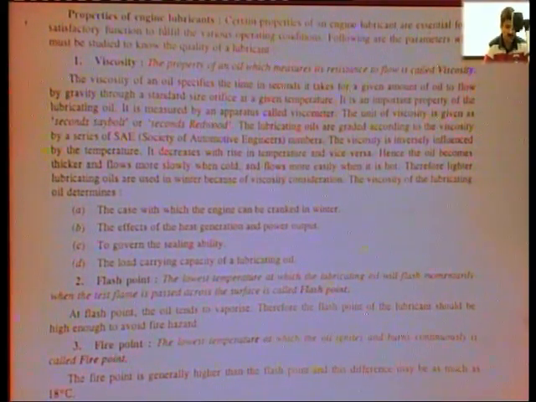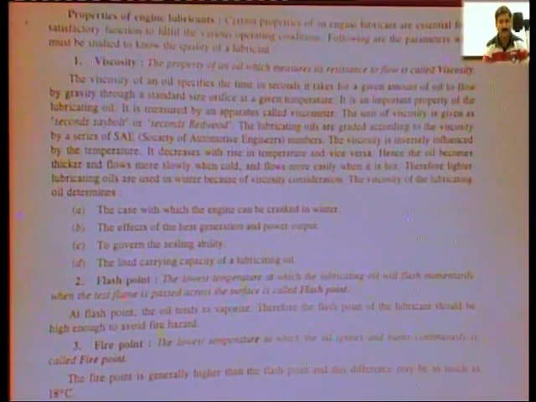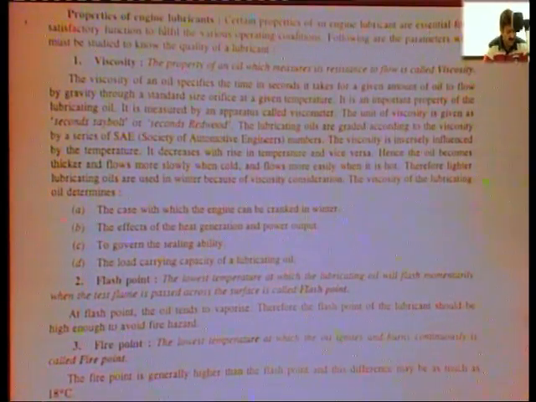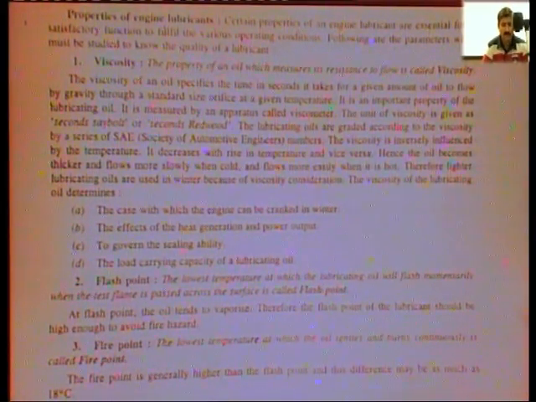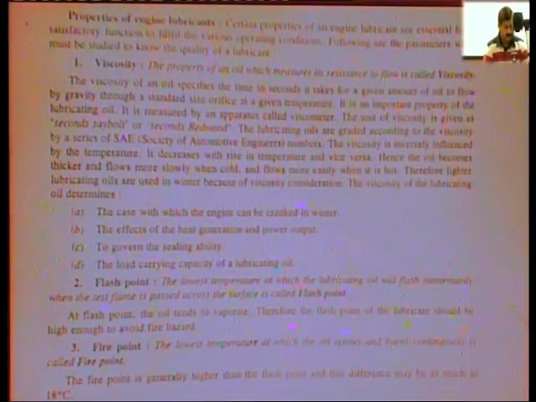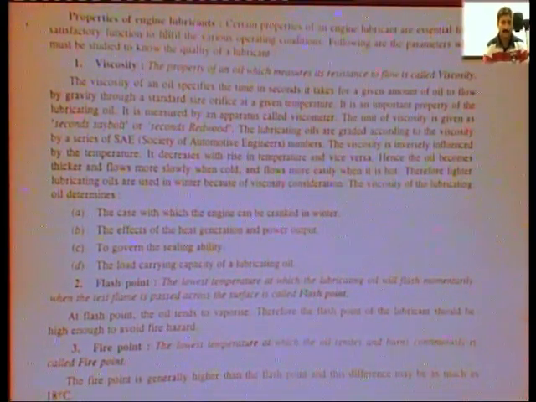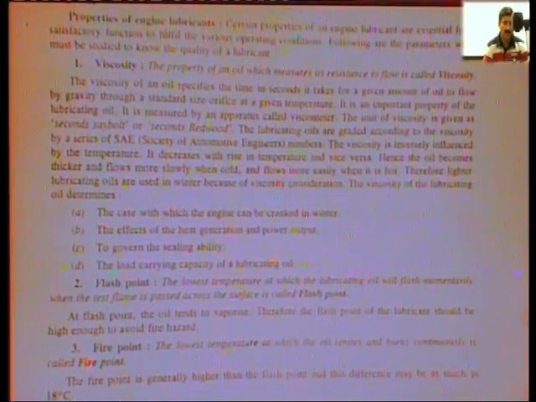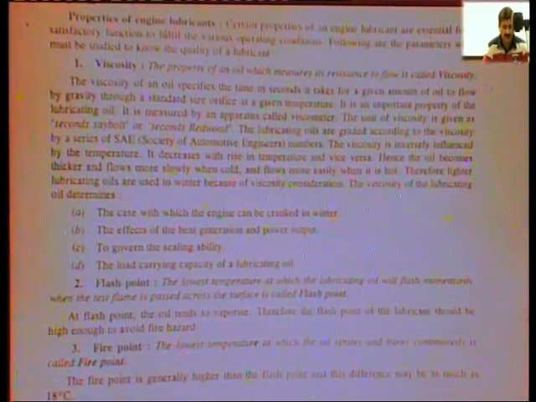Next property is the flash point. Flash point determines the lowest temperature at which the lubricating oil will flash momentarily. It provides a small flash. And next is the fire point. This point determines the lowest temperature at which it will catch fire and will burn continuously. The fire point should be at least 18 degrees Celsius higher than the flash point.